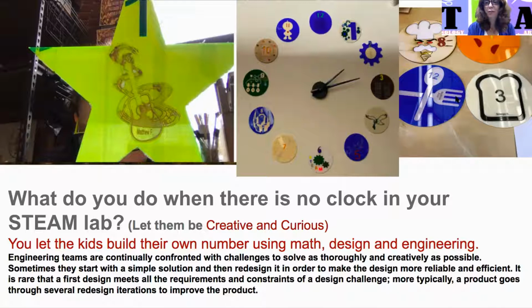Our kitchen staff loved the clock so much they asked if the students could make a second clock that involved kitchen related themes. So these 4 pieces that are over here were 4 of the ones that got completed. As you can see, they all relate to kitchen items.